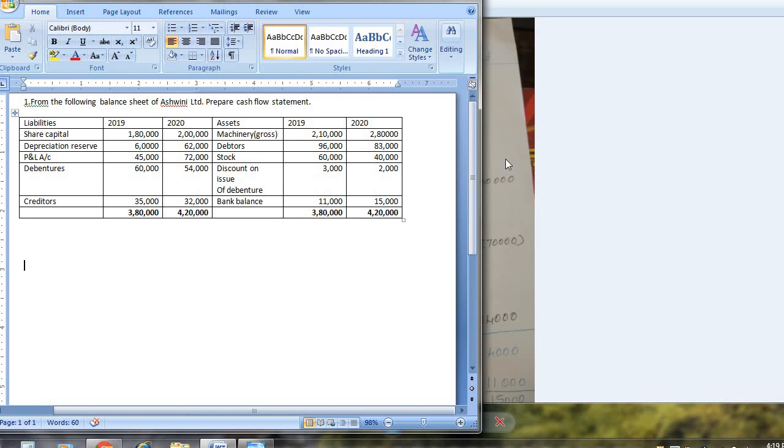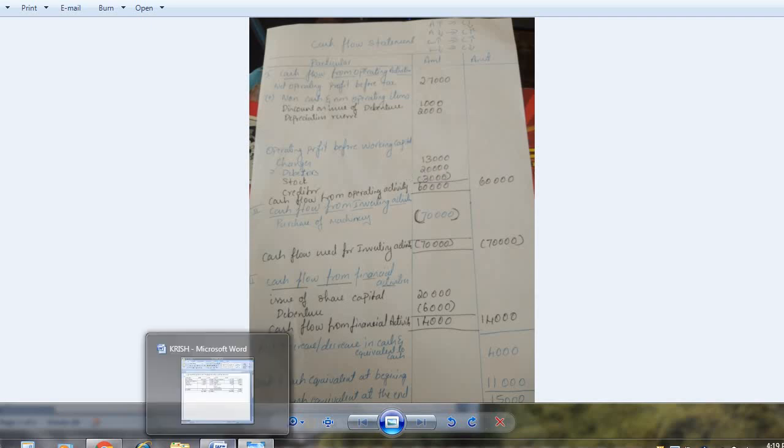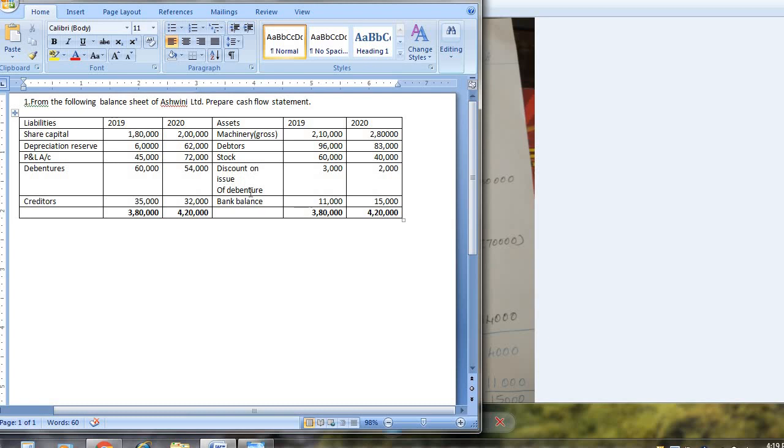Again, it also decreased. So again, it will come here. Operating profit before working capital changes, stock: again, 20,000. Decrease means we will get cash. So 20,000 positive.